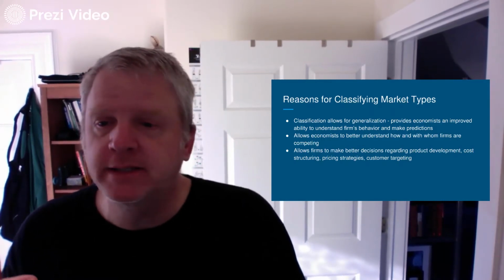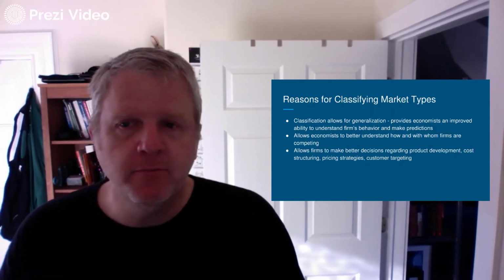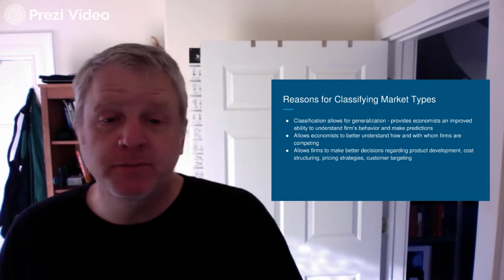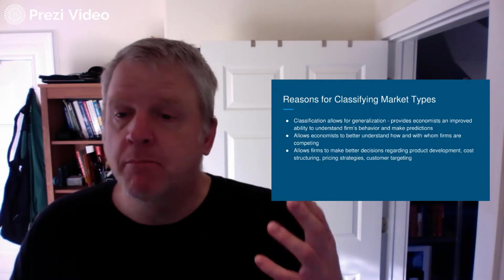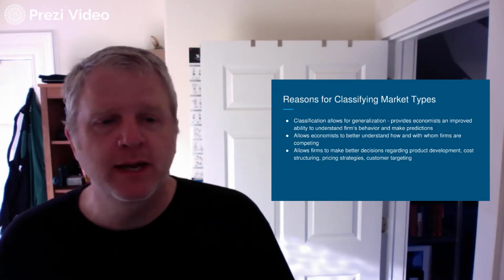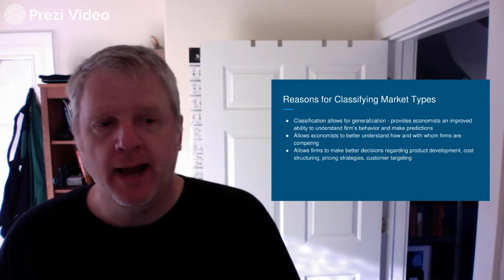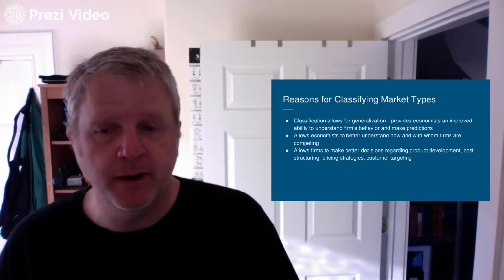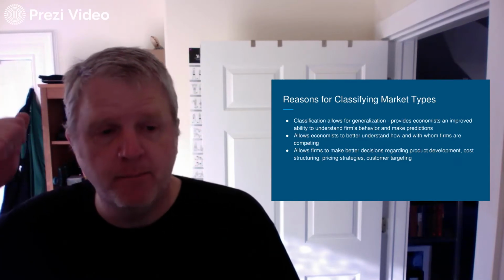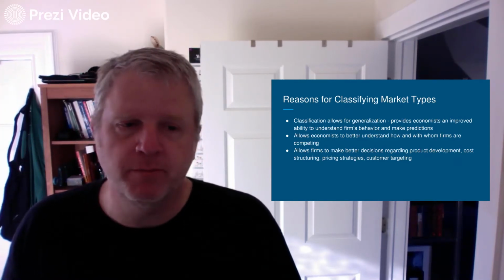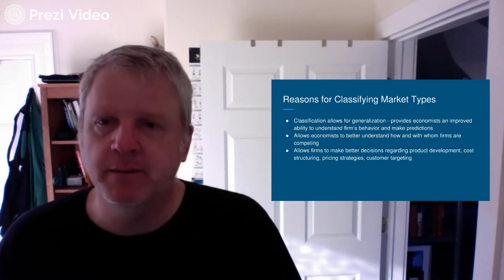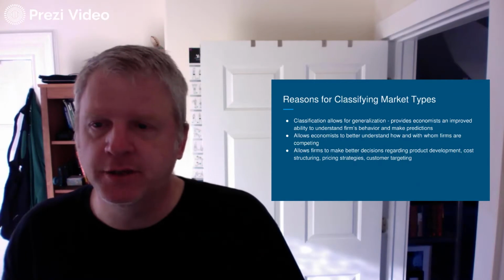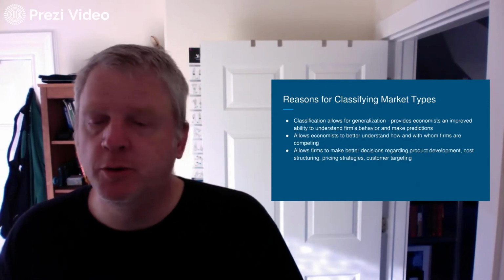So in other words, if I know the criteria of perfect competition, I can better recognize firms existing in a perfectly competitive market. It allows me to better understand why firms behave the way they do and make predictions about how those firms might behave. It also allows firms to make better decisions themselves about product development, cost structuring, pricing strategies, customers they might want to target. So it's really important. As in any discipline, classification really helps us to do our job as economists.